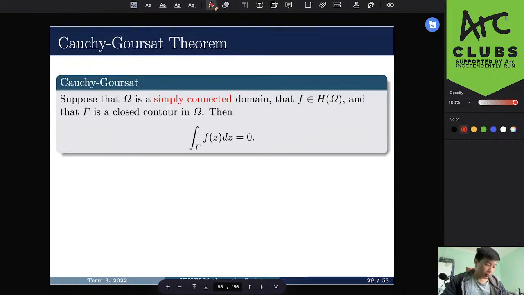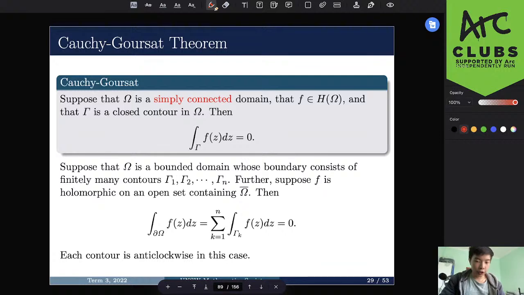So now we have something called the Cauchy-Goursat theorem, which is essentially if we have a simply connected domain, which means a domain that has no holes in it, so obviously it's defined everywhere inside, and we have a function that's holomorphic on this domain, and then we have a closed contour in this domain, we have the integral of the function f along the contour gamma being equal to 0.